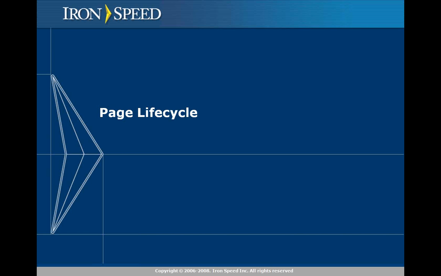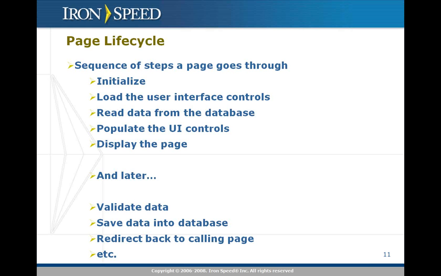What exactly happens when a page is displayed? What are the nitty-gritty details behind the scenes that happen in order to display that page on the web browser? Well, each page goes through what's called a page lifecycle. It comes into being, it does a variety of steps, and then eventually it disappears once the page is rendered on the browser. So it goes through a sequence of steps.